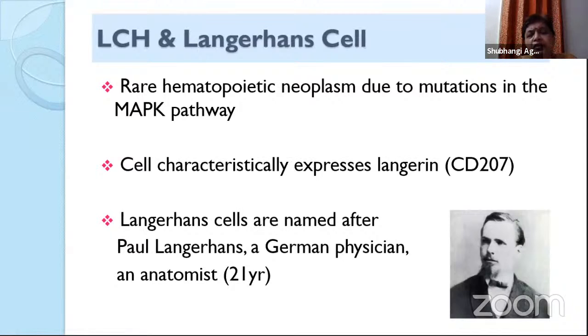It's a rare hematopoietic neoplasm due to mutations in the MAPK pathway. The Langerhans cell itself characteristically expresses langerin, that is CD207. The Langerhans cells are named after Paul Langerhans, a German physician. He was an anatomist who at the age of 21 years described this cell. He was a medical student, and at the age of 21 years, he discovered this cell, the Langerhans cell. So the disease is named after him, Langerhans cell histiocytosis.